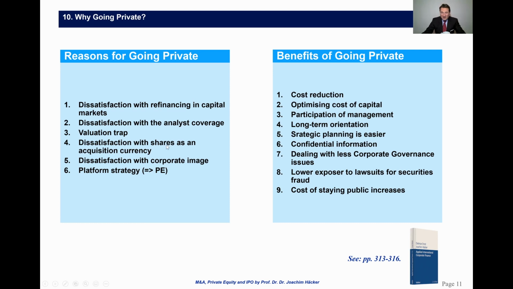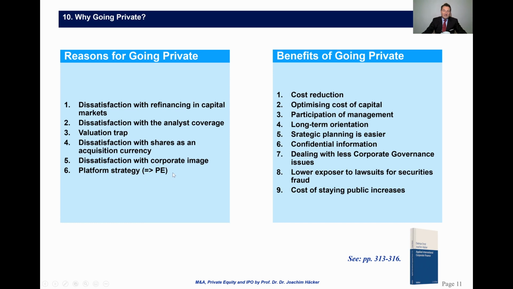Your share price decreased, therefore your acquisition currency is too expensive. M&A becomes more complex. You might have a very bad or rather not so good corporate image. And by delisting, you are not so much in the press anymore, and you can cool down that bad corporate image. And finally, the so-called platform strategy.